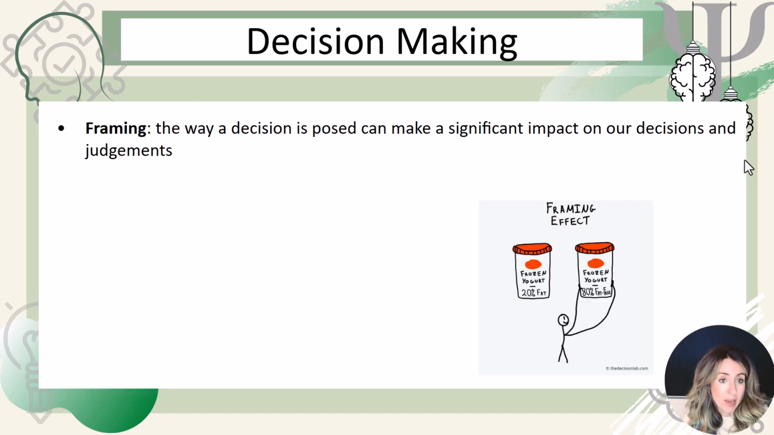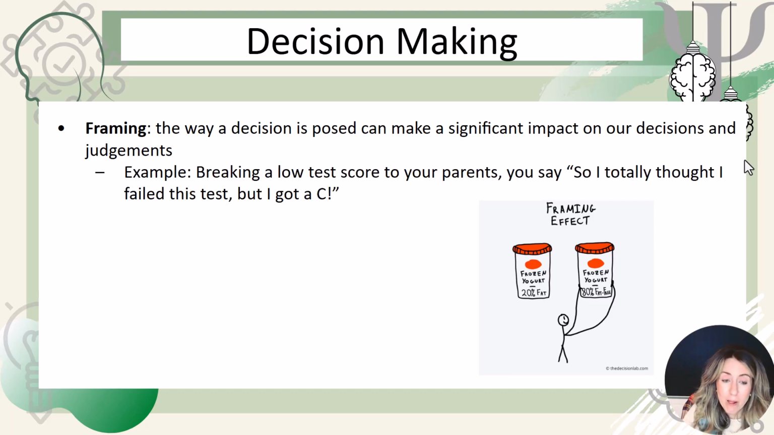Next, we have framing. Framing is just the way that we pose a choice, right? It's the way that we say things, the way that things are presented to us, and that can impact the choice we make. So if you see frozen yogurt and it says 80% fat-free versus 20% fat, and you're trying to make healthy choices, you're probably going to choose the one that says fat-free, even though it's the same, right? And you can also utilize this with parents and their reactions, or with others.